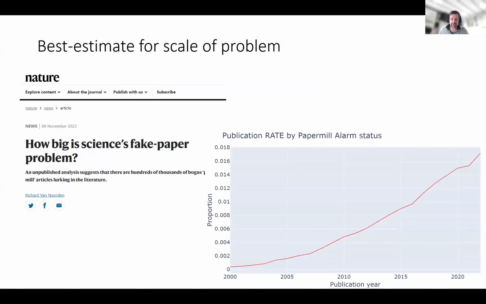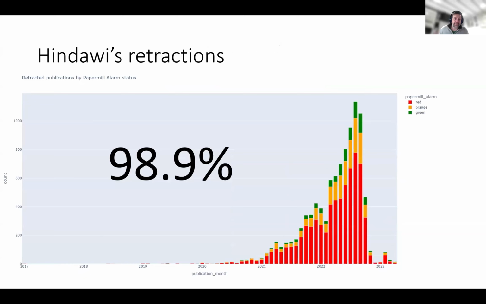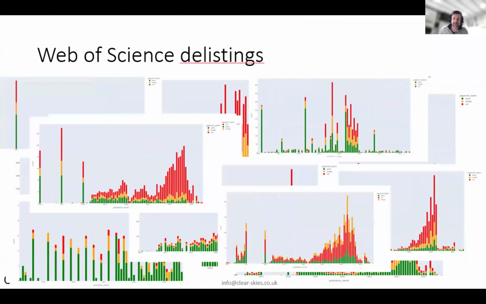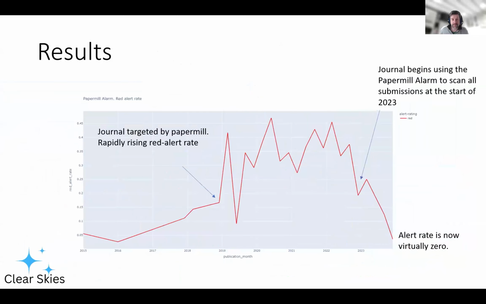The results of all of that work, I think, speak for themselves. We've got the best estimate for the scale of the problem. Actually, that's probably the second best now because we have a better one. But you'll need to follow my blog if you want to learn a bit more about that. We have very high recall on Hindawi's retractions. We predicted every journal on the Chinese Academy of Sciences early warning list. We predicted the Web of Science delistings.